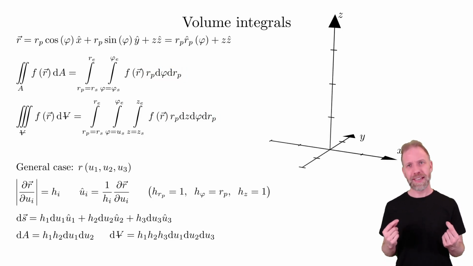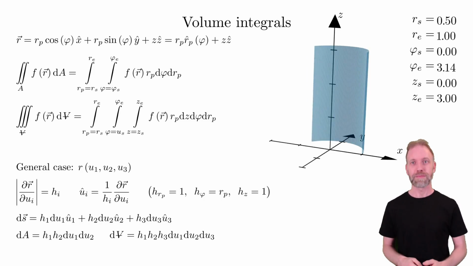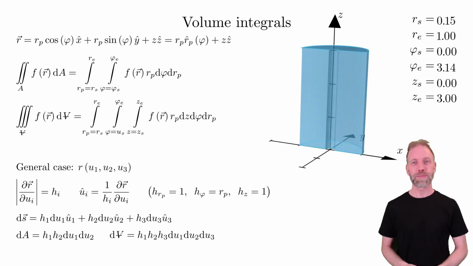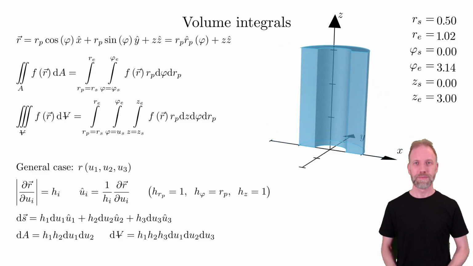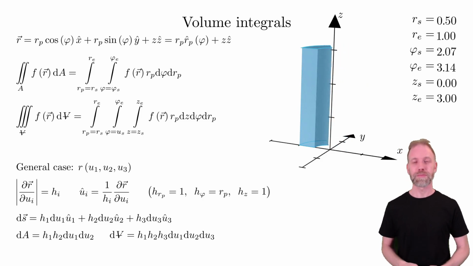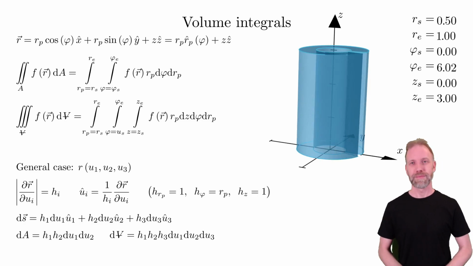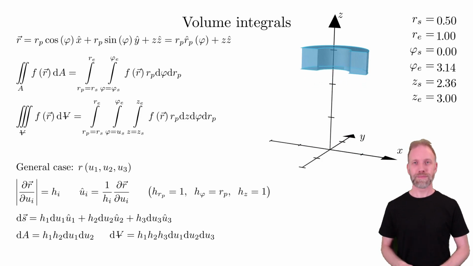Let us do a visualization of what kind of volumes we can integrate by using cylindrical coordinates. Start by varying the inner radial value and the outer radius. Then vary the lower phi value and the upper value. The lower z value and the upper value.